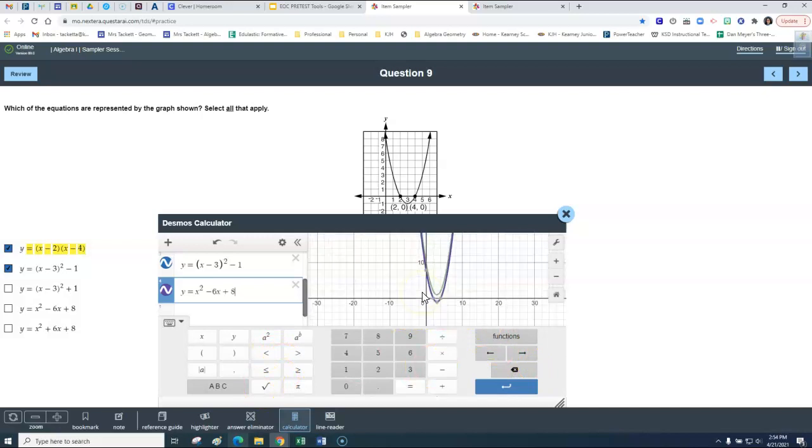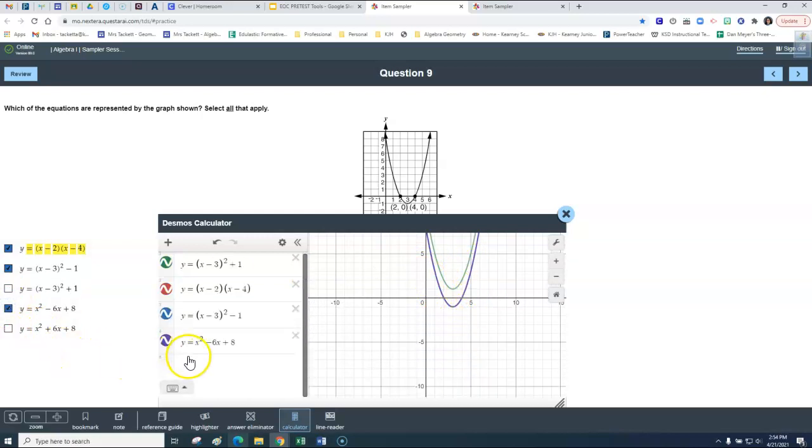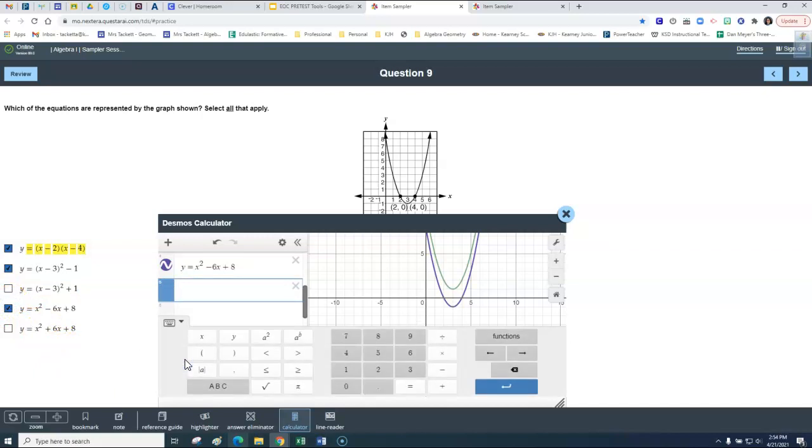So that should look purplish, and hey, it's the exact same line. So that one is part of it. And then the last one is y equals x squared plus 6x plus 8. And I have my square in the wrong spot, so there we go. So now that one is right over here, which is again not the same. So those are your 3 answers.